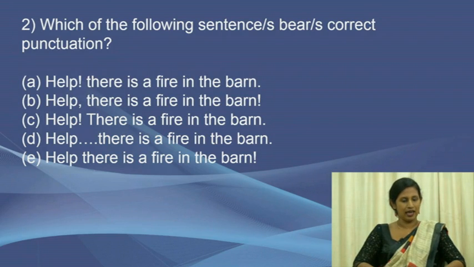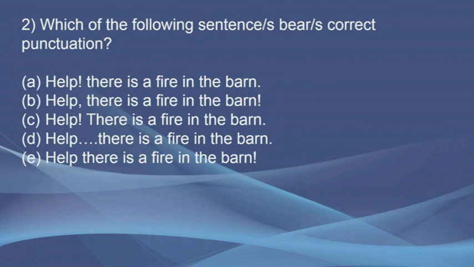The first, A: Help! there is a fire in the barn. Help with the exclamation mark. Yeah, you can put the exclamation mark after help. But what is wrong here is that usually the exclamation mark ends the sentence there, and the next letter should start with a capital, because it's a new sentence. But here you have a simple letter, a simple t, after the exclamation mark. So we cannot consider A as a correct answer.